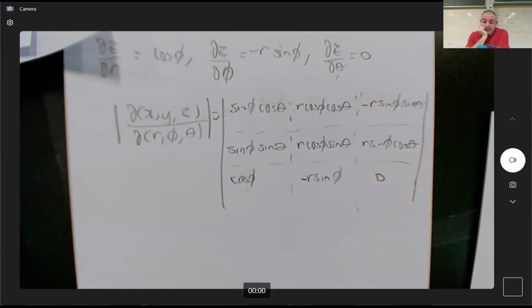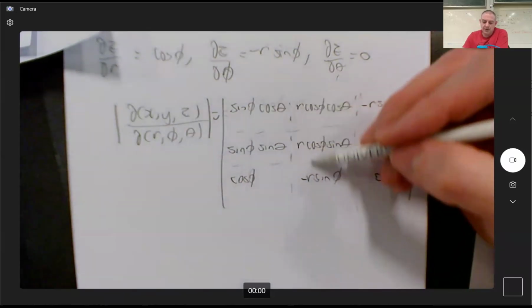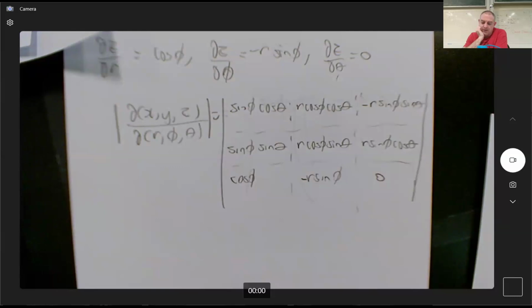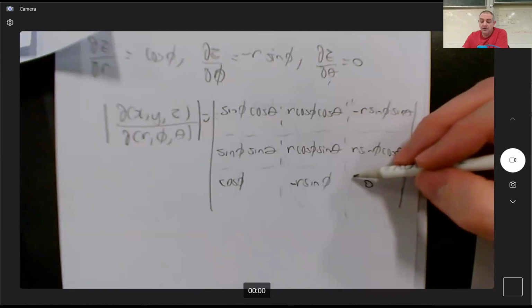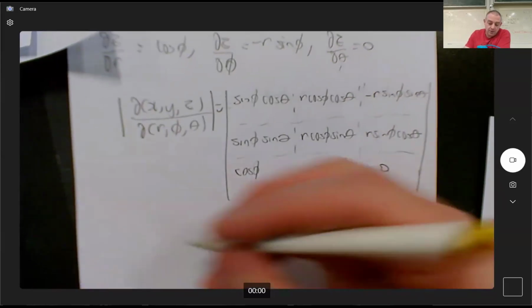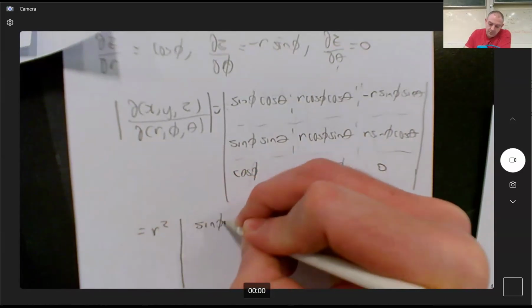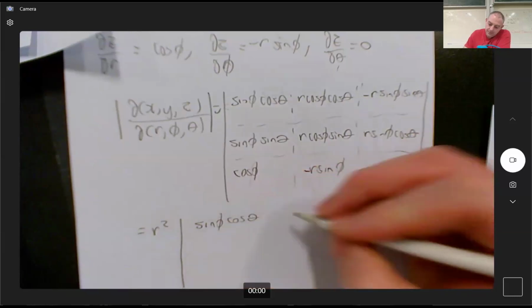Cool. Not a fan, honestly. I can see an R down the middle of this column, so I could factorize that out at this time. And I can see an R down this column too, because that's 0R. So I could factorize that out. So I'm going to get R squared. It may have been a waste of time, but here we are.